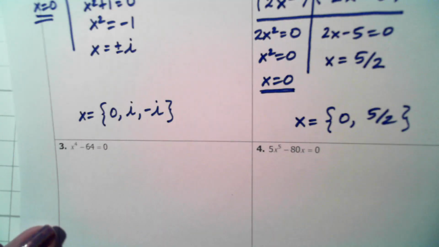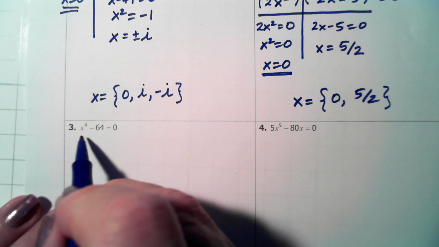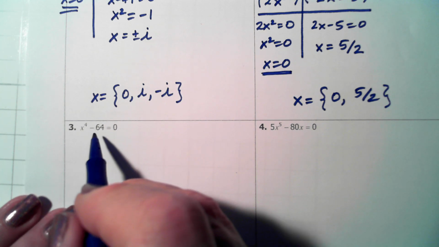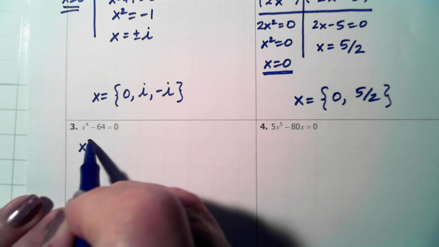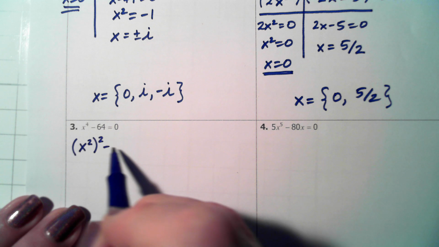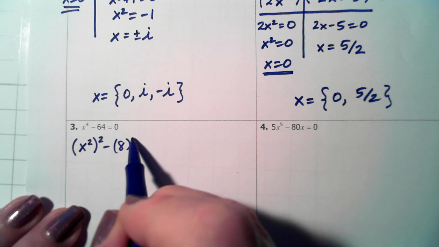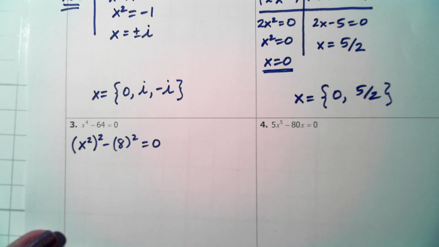For problem number 3, this might not be apparent to you right now, but this is the difference of 2 squares. I can write this as x squared minus 8 squared, and that equals 0. That's one way to do the problem, and that's the way that I would probably approach this problem.